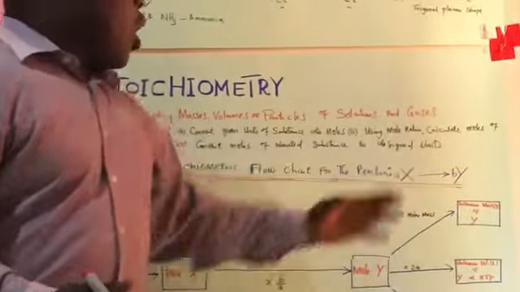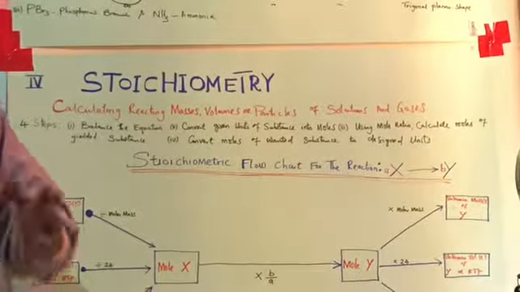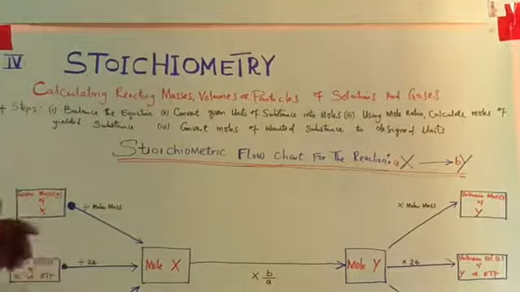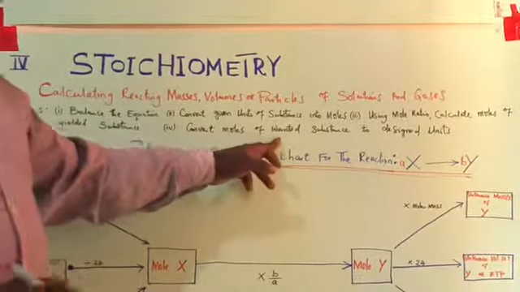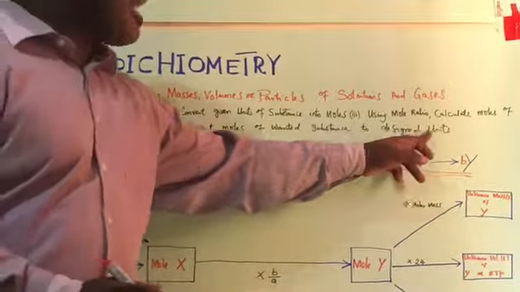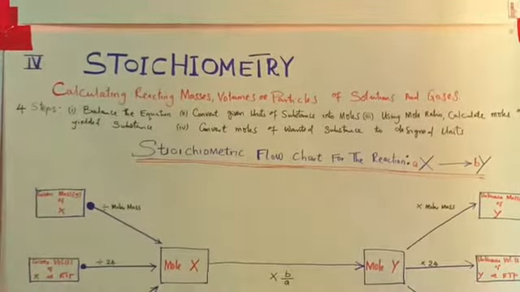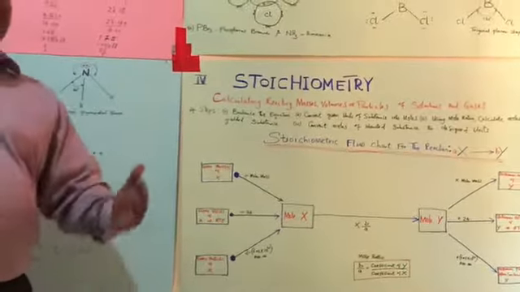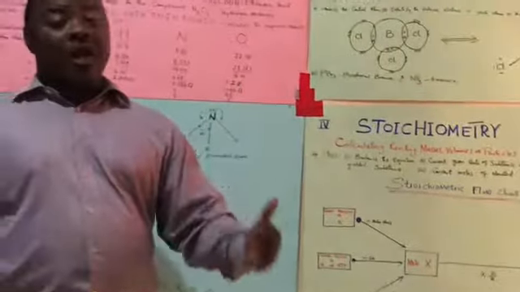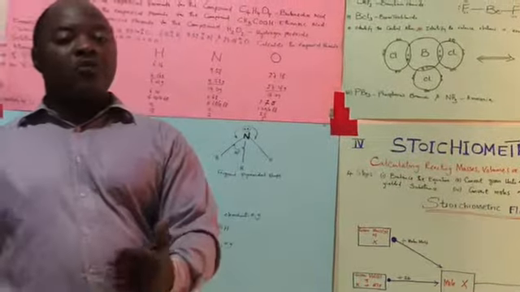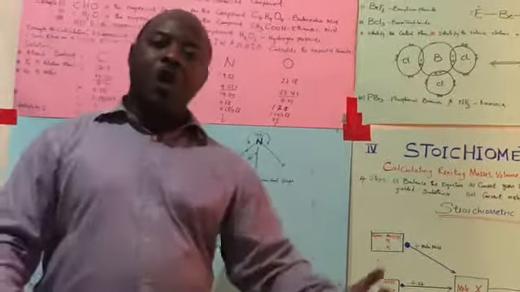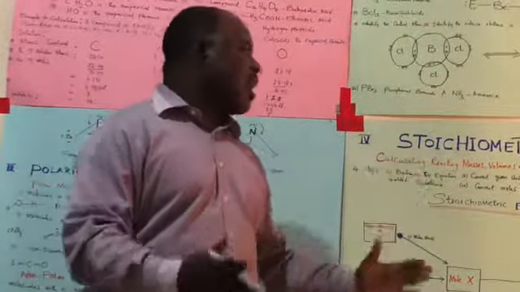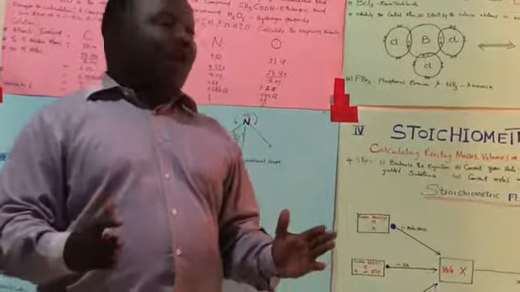Three, we use the mole ratio. In a balanced equation, you will definitely have a good mole ratio. And four, we must convert the number of moles wanted into the desired units. If we are looking for volume, we must make sure that it is in the units that are required. You should not take the units for volume and put the units of mole or the units of particle. So it must be converted to the required units at the end.